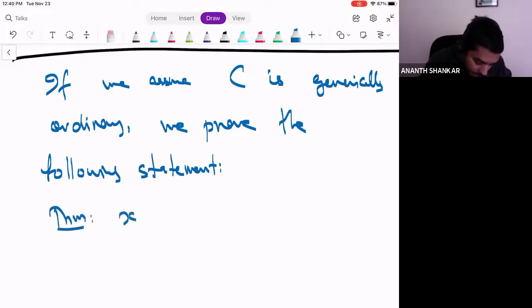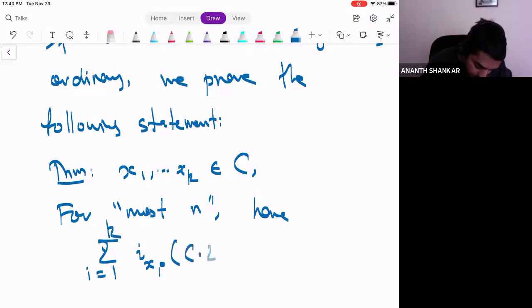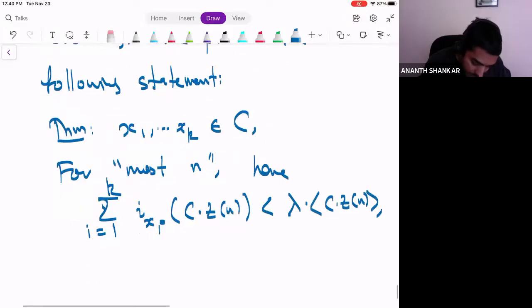If you're given a finite set of points x1 up to xk on C, then for most numbers n, we have that if you sum the local intersection multiplicities over all these points, x1 through xk, then it's going to be some fixed constant lambda to the n times the global intersection number, where lambda is less than one.